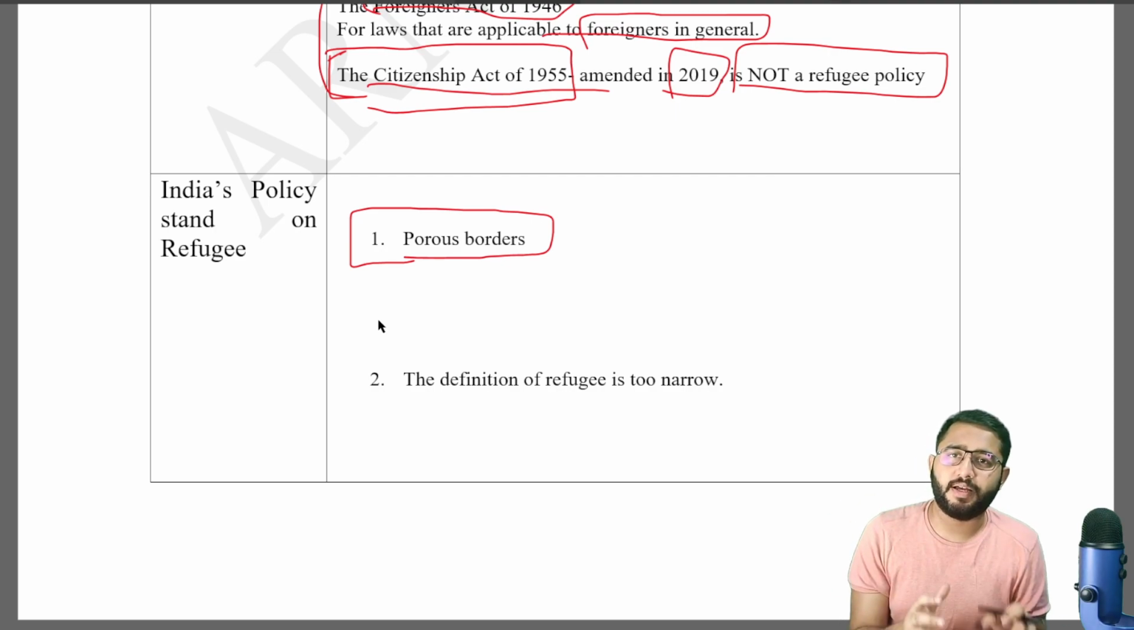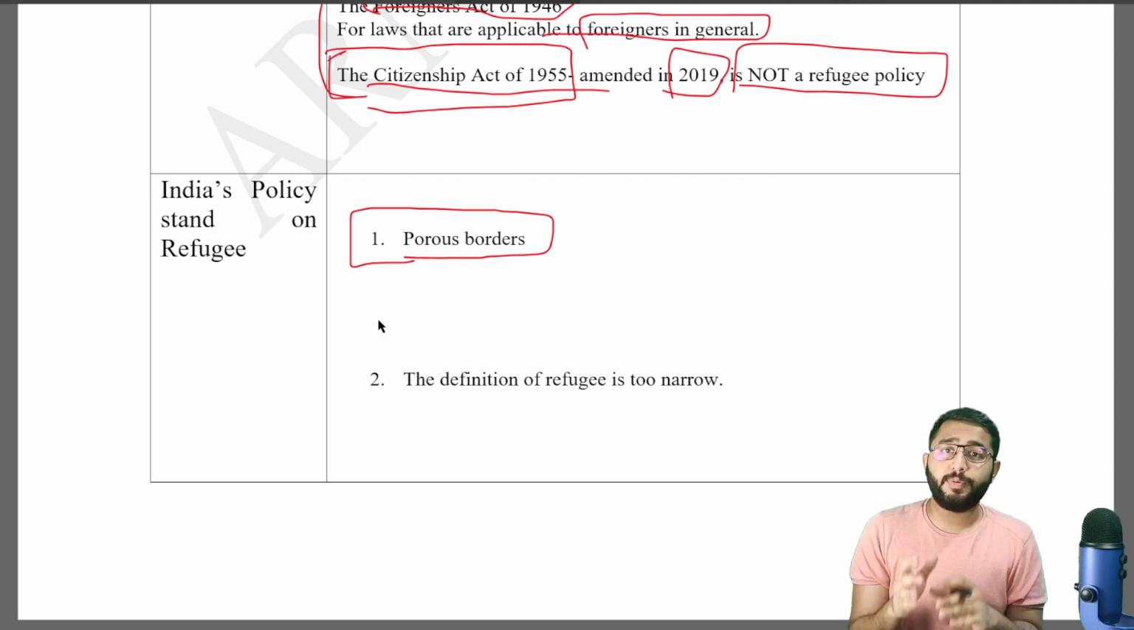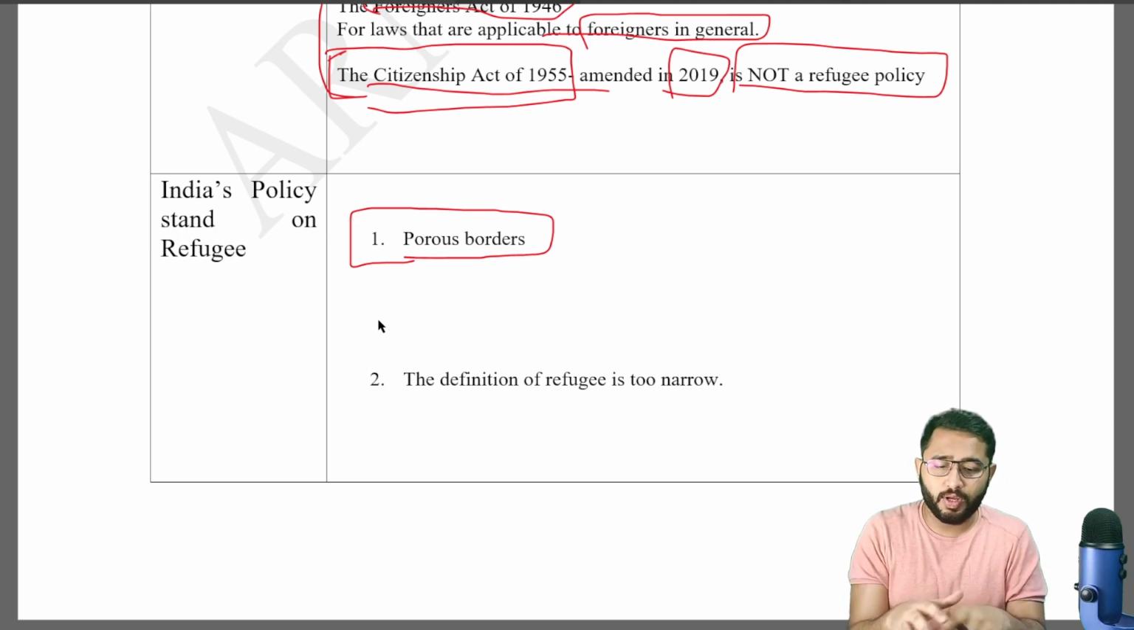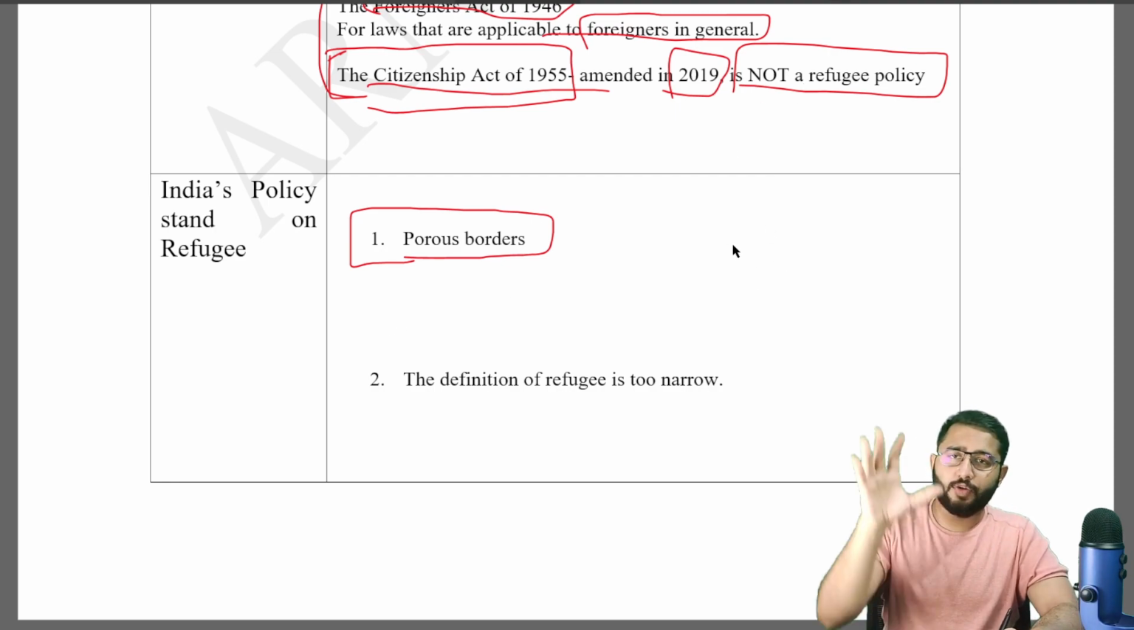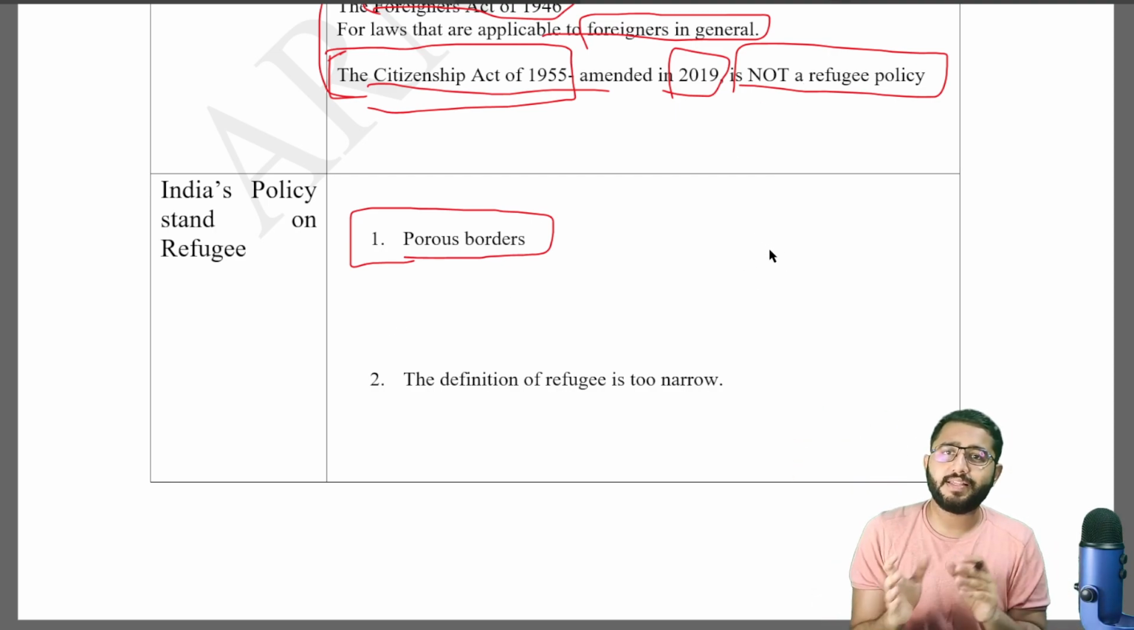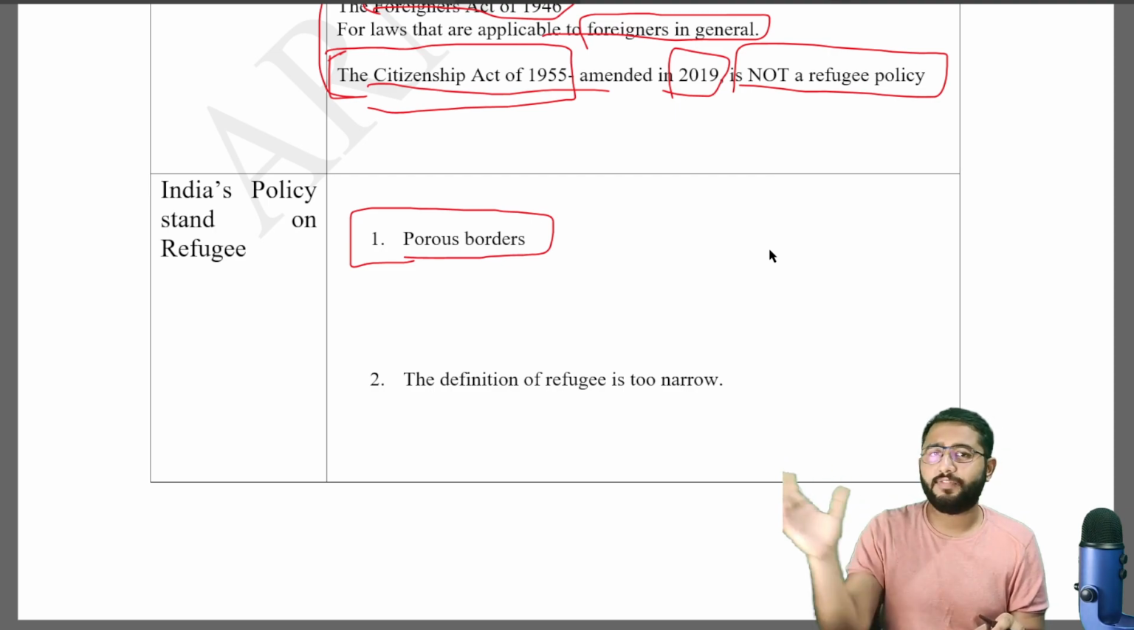It could be for security reasons. It could be for reasons where the infrastructure is being threatened or the local minorities are being threatened. It could be any other reason, but India wants to have this. Why? Because India has porous borders. What does that mean? Well, the whole border of India is not as securely protected as any other developed country.